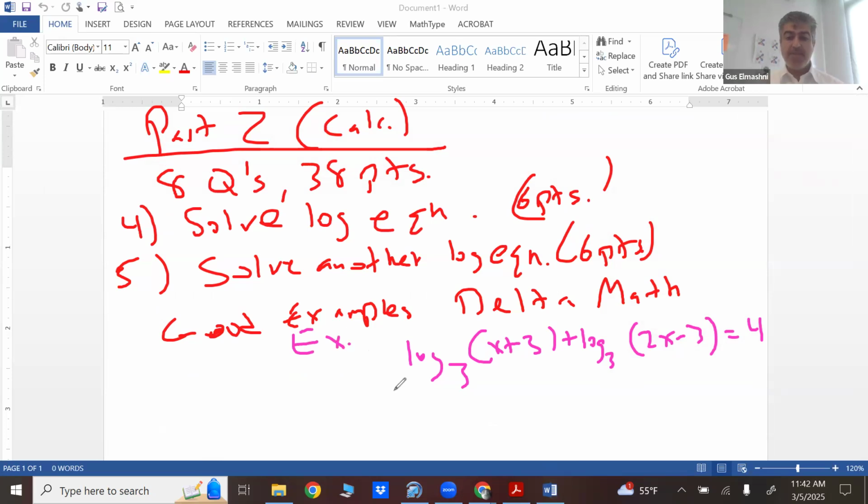Good. Yes. So I would do log base 3. And I'm just going to skip some steps. I'm just going to do the foiling in my head. Just trust I'm doing it correctly.